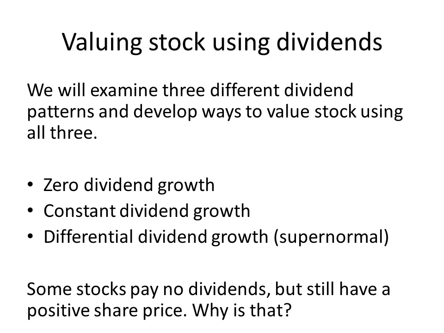Okay, now that we know that we can value the stock using only its dividends, we're going to examine 3 different dividend payment patterns and develop a method for each one to value stock. The first is called zero dividend growth, in which dividends don't grow at all. In other words, they remain constant. The second one is constant dividend growth. This is where the dividends grow at a constant rate. And the third one is called differential dividend growth. You may also hear this called supernormal dividend growth.